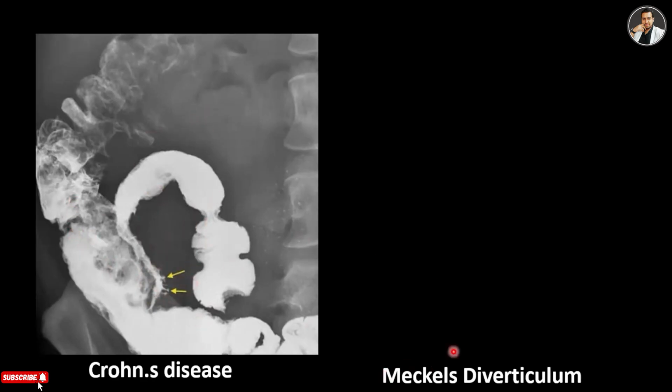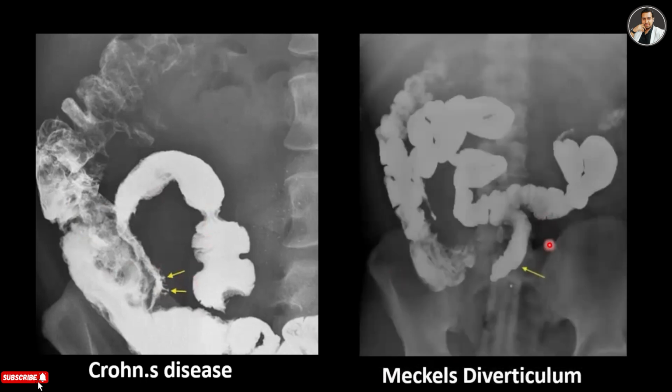And then there is Meckel's diverticulum. So in this Meckel's diverticulum, you can see that this small bowel follow through image shows barium filling of a blind ending tubular structure. You can see in the arrow, that is arising from the ileum and is characteristic of a Meckel's diverticulum. So these are some common pathologies of the small intestine.